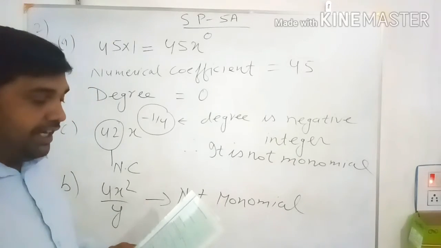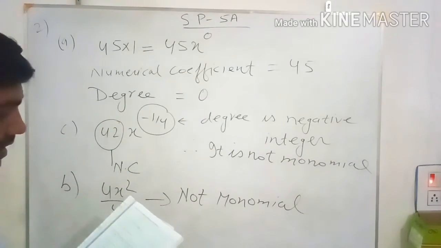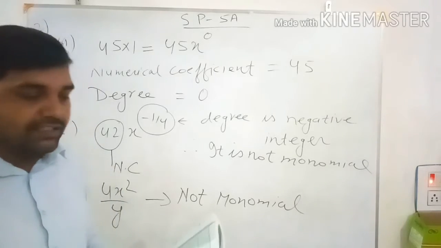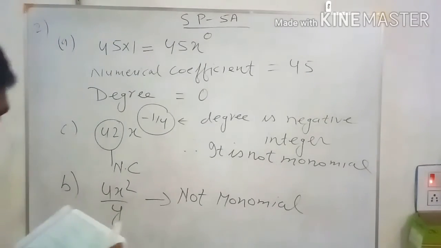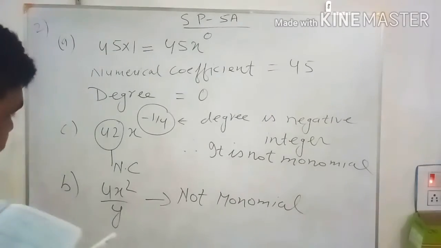E is the monomial 8pq. Question number E: 8pq is a monomial. 8 is the numerical coefficient, and the degree is 2. So in this question, see the degree is 2. How will the degree be 2?